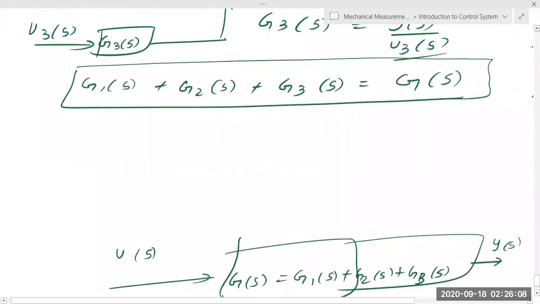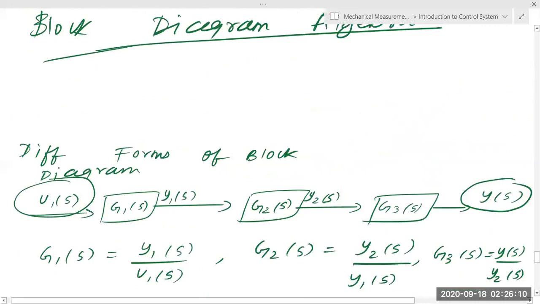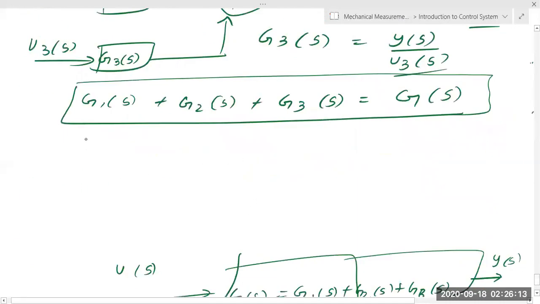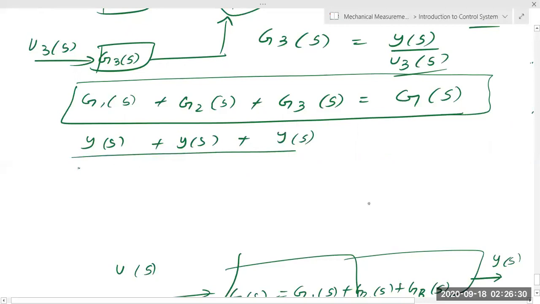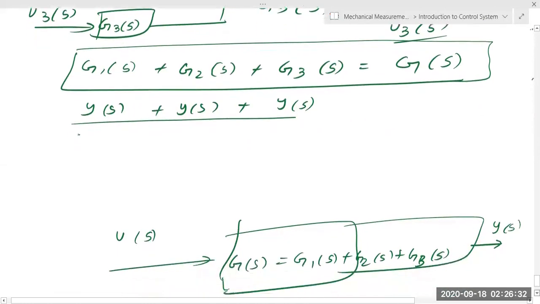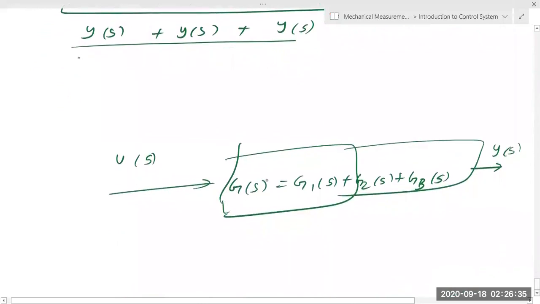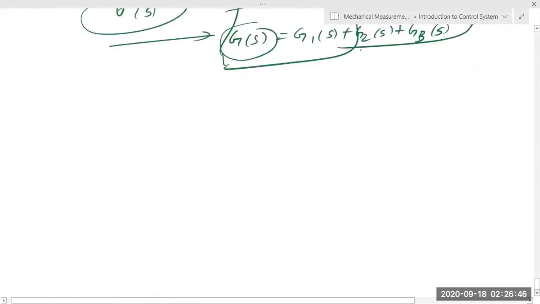Now, if you can see, what you can see here is this is having y of s. Again, this is having y of s. This is also having y of s, right? And all the terms are having the same. This is fine. We can't change it. That means any g of s will be equal to g1 of s plus g2 of s plus g3 of s. If we add all the things, we'll get one y of s and we will also get one u of s. This is more like parallel form.